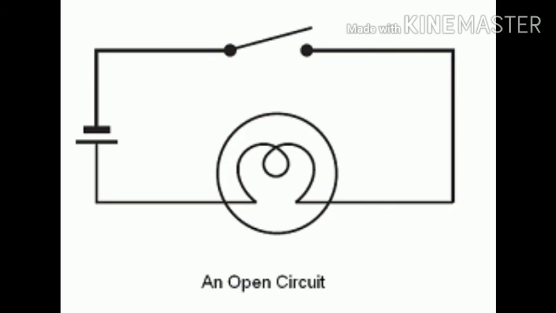So, we can see here the switch is in the off position. That means the switch is not touching the other end. And this circuit is called an open circuit. Why is this circuit called an open circuit? Here, one end of the wire at the switch is not touching the other end, and the current is not flowing through the wire. The switch is in the off position and the bulb is not glowing. So this is an open circuit.